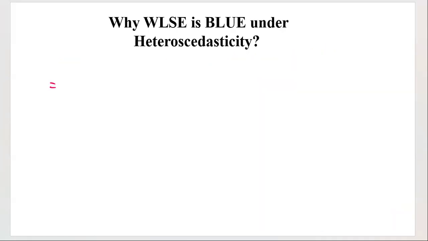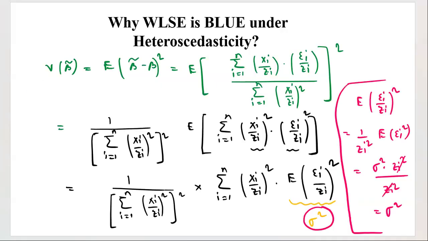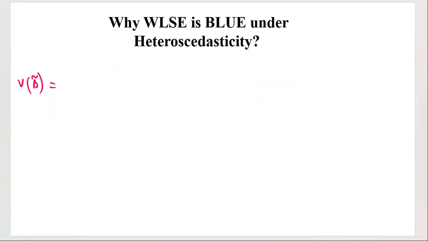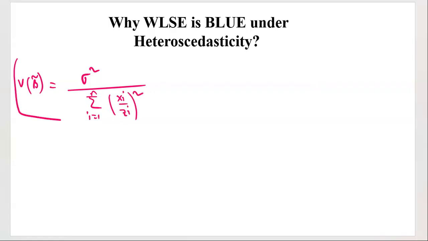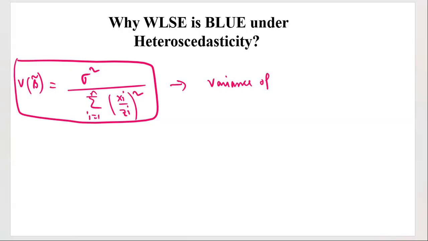So altogether, what will be the answer for the variance of beta curl? If you see from here, this portion will remain. Here you see one square will cancel out, one square will cancel out. Here you have sigma square. So it will be sigma square upon summation i from 1 to n, xi upon zi whole square. So this will be the variance of the WLSE estimator.